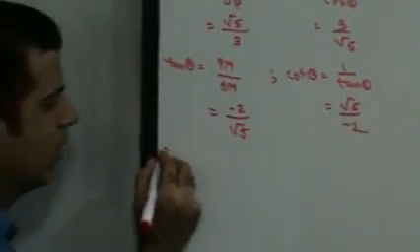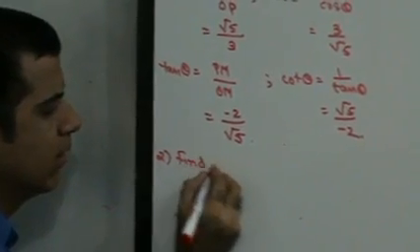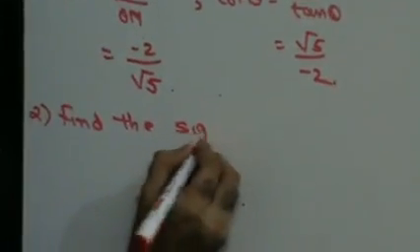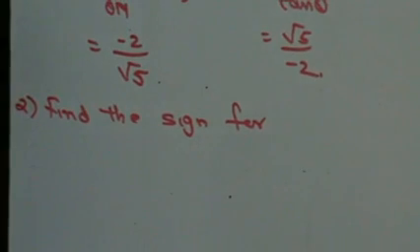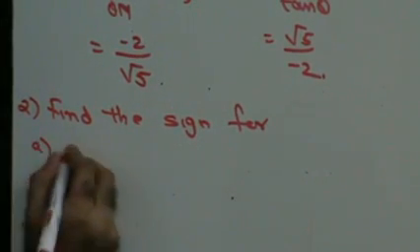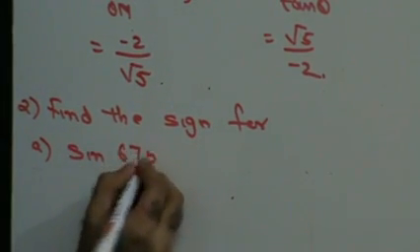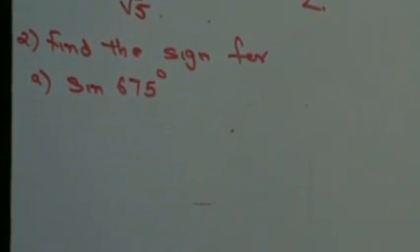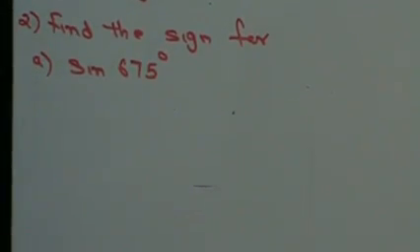Find the sine for sine 675 degrees. Okay, guys, let's please pay attention here. Now you have to state whether this particular trigo ratio is going to be positive or negative.